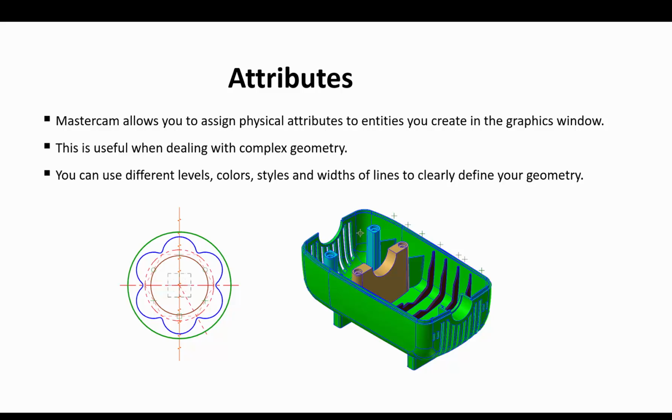Hi everyone. In this video, I will explain Mastercam attributes and levels and how you can set them for the current drawing session and how you can change them when needed. Mastercam allows you to assign physical attributes to entities you created in the graphics window. This is useful when dealing with complex geometry. You can use different levels, colors, styles, and widths of lines to clearly define your geometry.